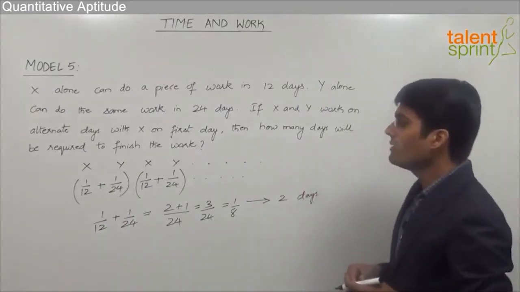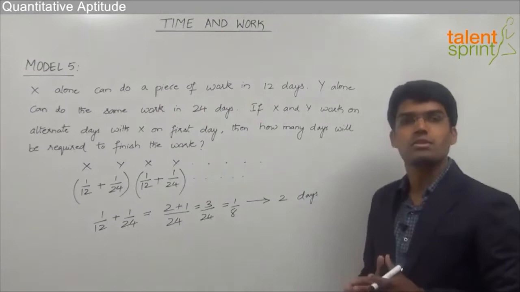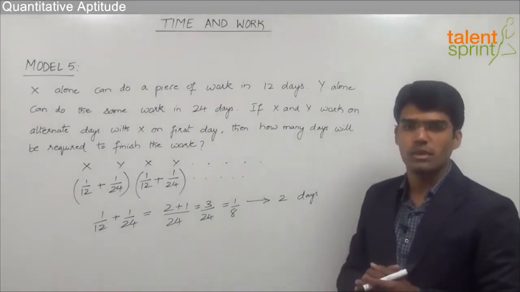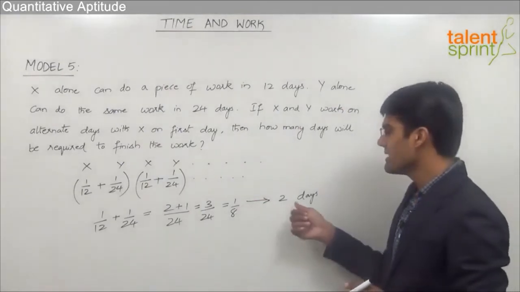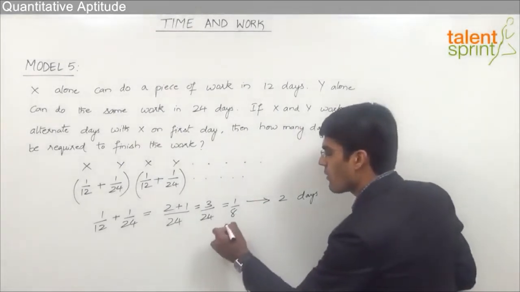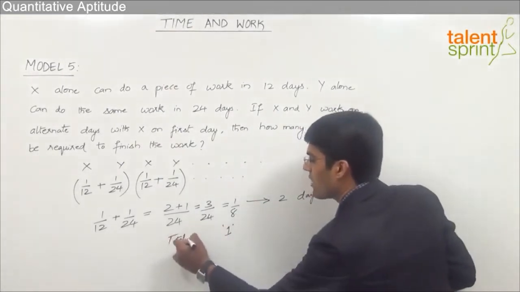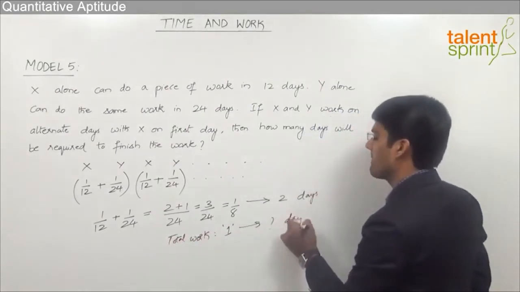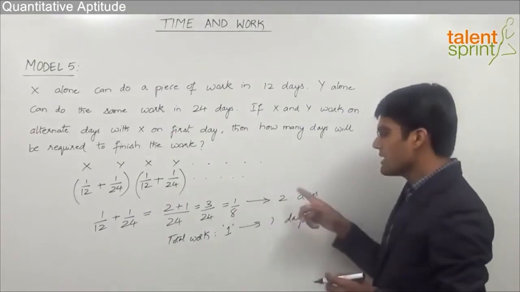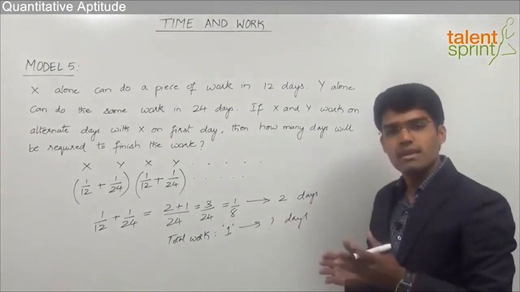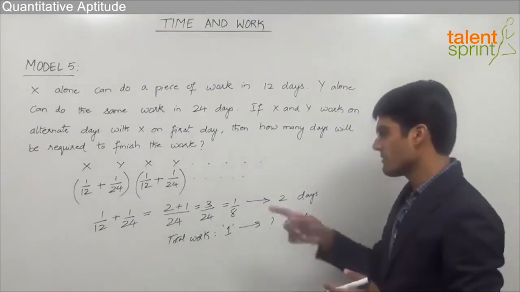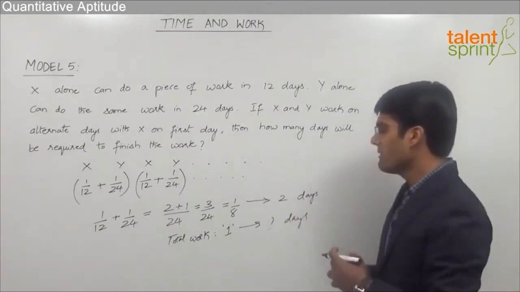But we need to find out the number of days required to finish the total work. And total work, as I've already mentioned earlier, should always be taken as 1 unit. So if 1 by 8 is done in 2 days, the total work of 1 unit will take how many days? Now as we know that work is proportional to the number of days, because when there is more work, more number of days are required. Less work, less number of days are required. So we can simply cross multiply this and find out the answer.